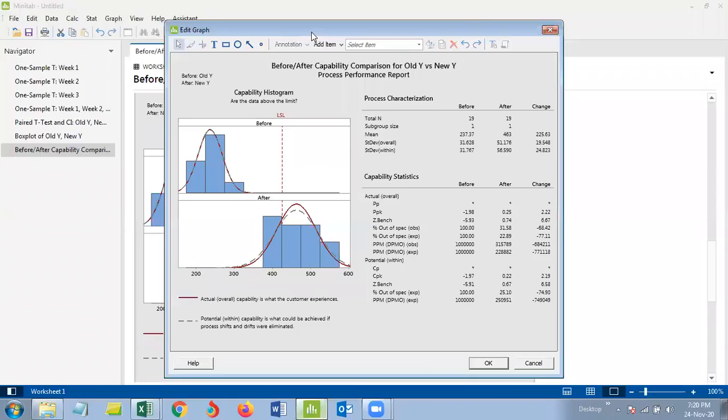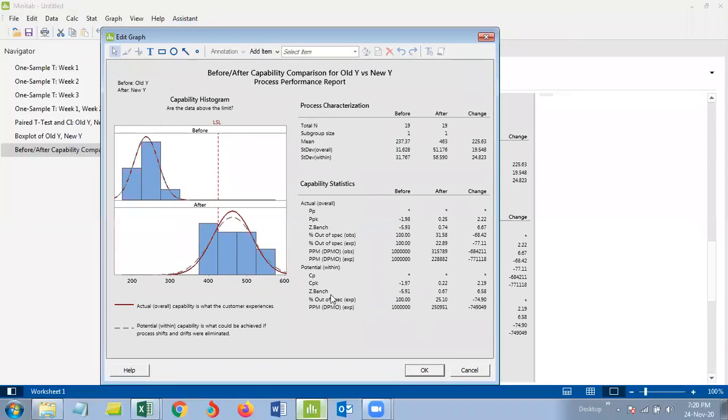Process performance report. Old Sigma level, so CPK, CPCPK, ZBEN, that's my long-term Sigma. I need to add 1.5 to get my current Sigma. Similarly, I need to add 1.5 to get my current Sigma. The change in the Sigma level you can have there. So the change in the Sigma level is about 6.58, whatever this is here. So bottom line, it helps me understand how my process comparison can be done.